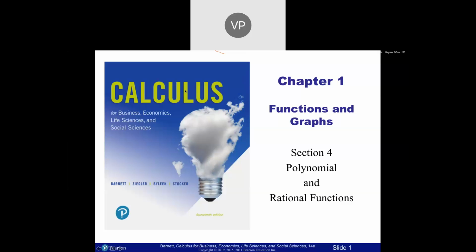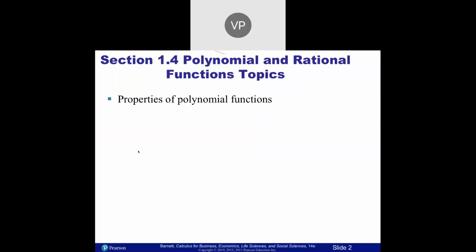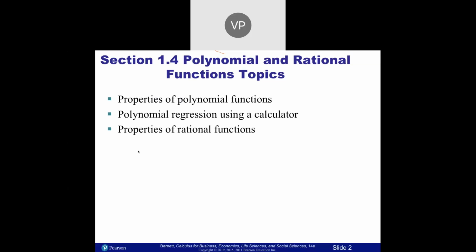All right, so topics we're covering: all the properties of polynomials, polynomial regression using a calculator. We'll do a little bit of that, but not a ton. I'm going to focus more on the other concepts, properties of the rational functions, and then, of course, our applications of the polynomials and rational functions.